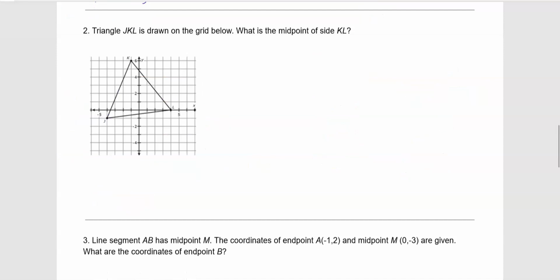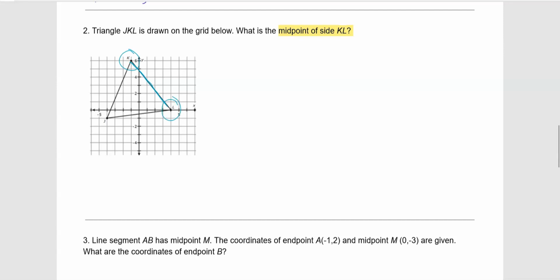All right, number 2 says triangle JKL is drawn on the grid below. What is the midpoint of side KL? So we need to make sure we only care about that side, which is this side right here. So we need to find out what this point is and this point is.